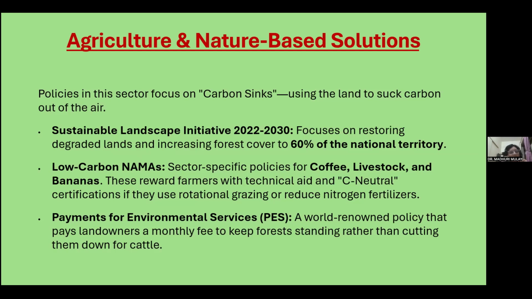Then the second is low carbon agriculture, with sector-specific policies for coffee, livestock, and bananas. These reward farmers with technical aid and carbon-neutral certifications if they use rotational grazing or reduce nitrogen fertilizers. Then the third one is payments for environmental services, PES, a world-renowned policy that pays landowners a monthly fee to keep forests standing rather than cutting them down for cattle feed.